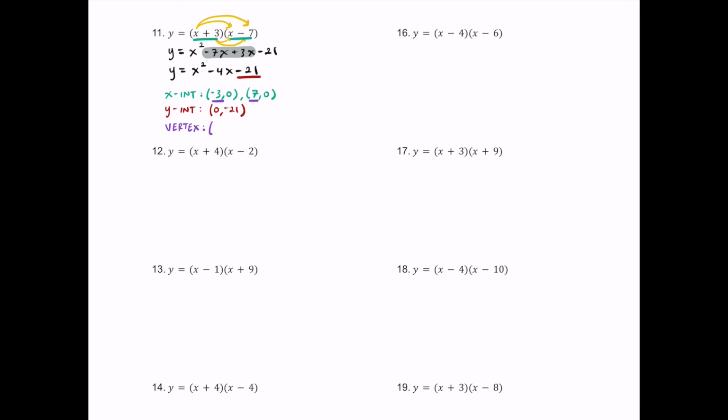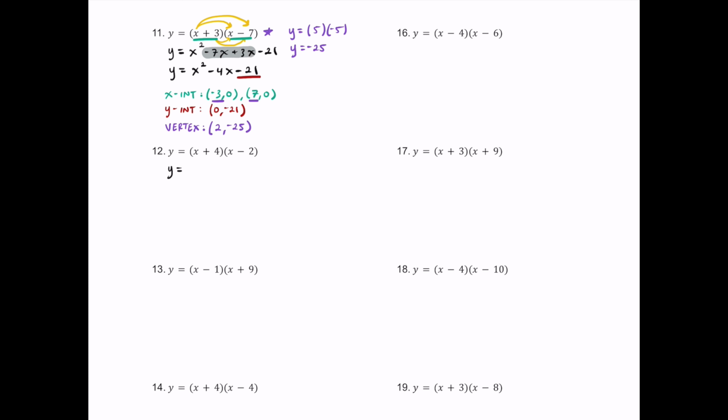And for the vertex, let's figure out halfway between these. Well, these numbers are 10 apart, so half of 10 is 5, and 5 less than 7 is going to be 2, so (2, something). I like plugging it into the factored form, so 2 plus 3 is going to be 5, and then 2 minus 7 is -5, and if you multiply those, we're going to get -25. That would be the vertex for this parabola.